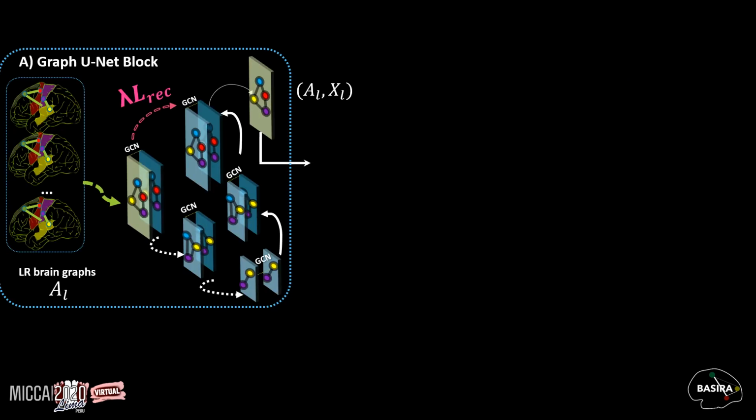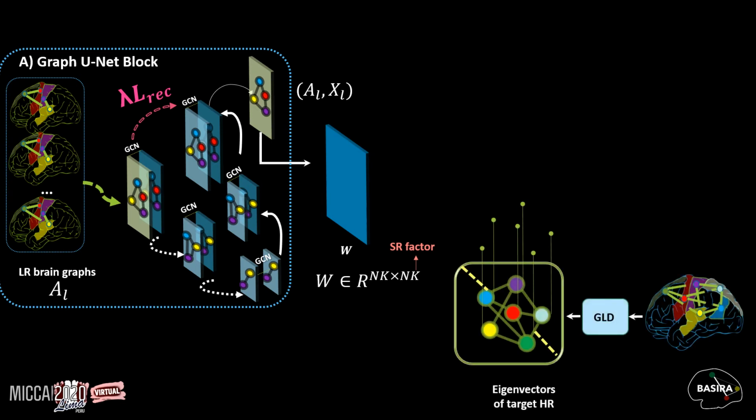To enforce the eigendecomposition of the high-resolution graph Laplacian to match that of the target high-resolution graph, we formalize the learnable parameters in this GSR layer as a matrix W of dimensions nk by nk, where k is the superresolution factor. For this reason, here we add the eigendecomposition loss. We aim to minimize the mean squared error between the weights and the eigenvectors of the ground truth high-resolution graph. This makes sure that while superresolving, we preserve the global structure of the high-resolution brain graph.